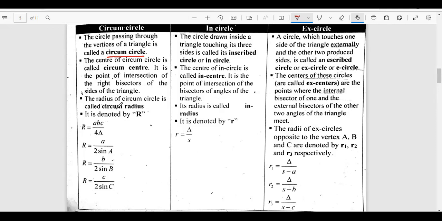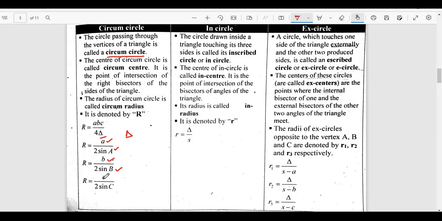It says the radius of the circumcircle is called the circumradius, and it is denoted by R. For this circle, if you have been asked to find the radius, this is how you can find it. You would have three sides, so it says ABC divided by 4 times the area of the triangle. This triangle symbol denotes the area. Then let's say you have one side and the angle opposite to it, and you are still interested in finding the circumradius. This is how you do it: a divided by 2 sine A. Similarly, if you have any side and any angle opposite to it, you can use the same formula.